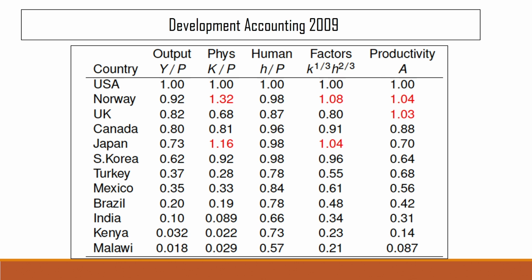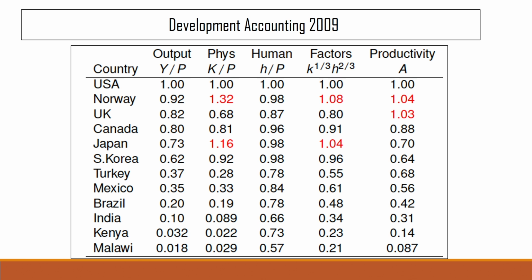Of course, one has to look at other breakups as well. In fact, Japan, this is again marked in red, this is interesting. When it comes to physical capital and when it comes to the combined factors, it is doing better compared to US. How do we know that? Because the numbers are greater than 1, okay? So it's doing better compared to US, but when it comes to productivity, its productivity is 70% that of US.